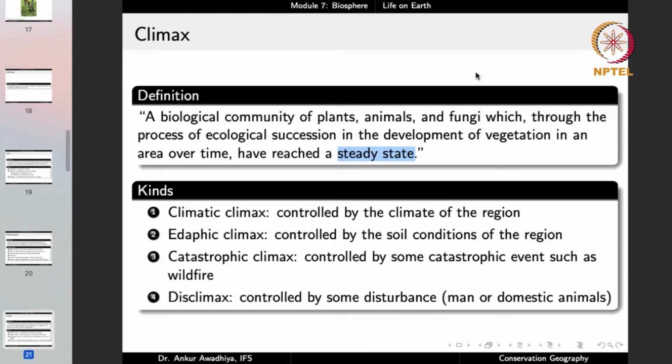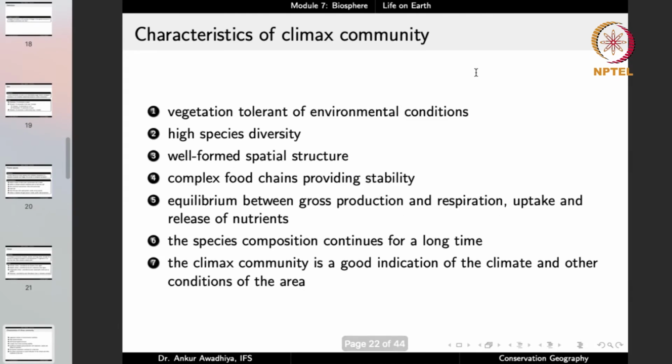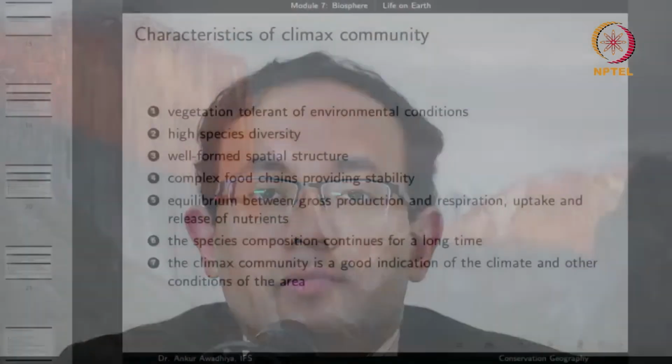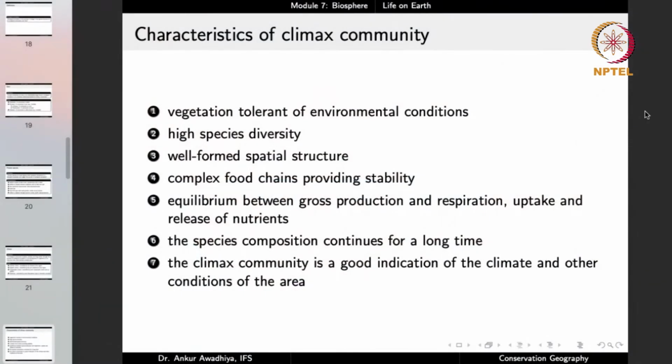So what are the characteristics of these climax communities? 1. The vegetation is tolerant of the environmental conditions, meaning that when we are talking about climaxes, the vegetation is one that can make the maximal use of those environmental conditions as are prevalent in that area. So that is the first characteristic.